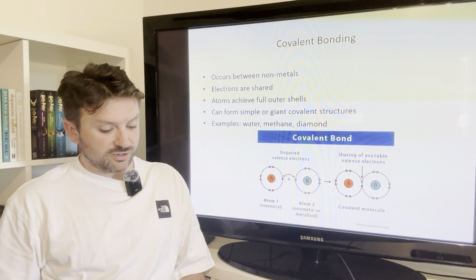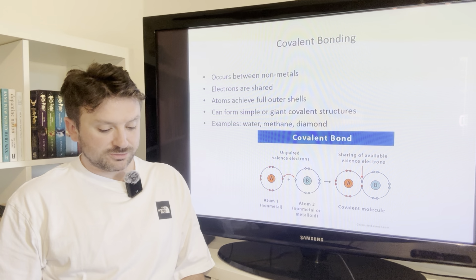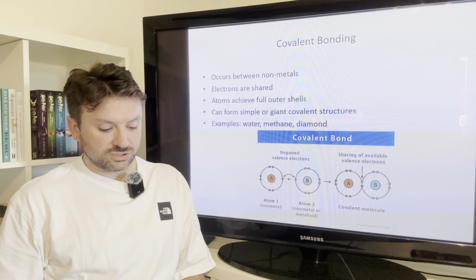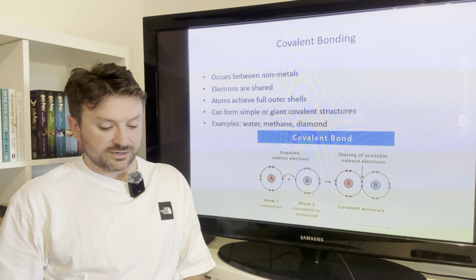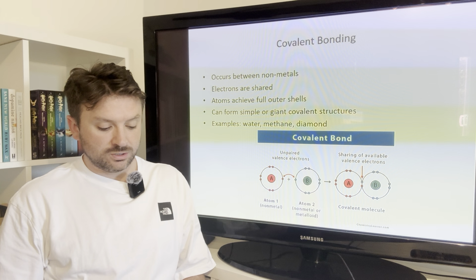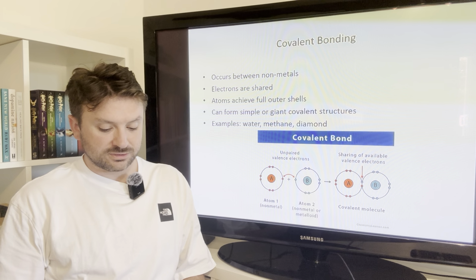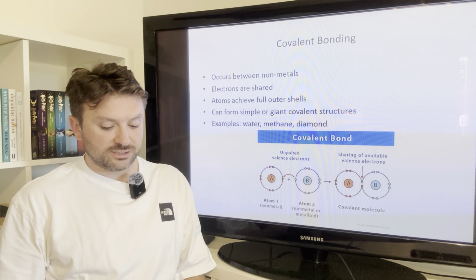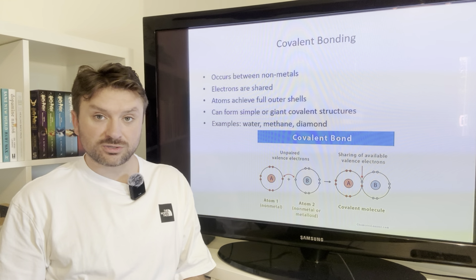We now move on to covalent bonding. Covalent bonding occurs between non-metal atoms. Instead of transferring electrons, atoms share electrons. This sharing allows both atoms to achieve stable outer electron shells. Water, methane, and carbon dioxide are examples of covalent compounds. Covalent bonding can produce simple molecular substances or giant covalent structures depending on how the atoms are arranged.